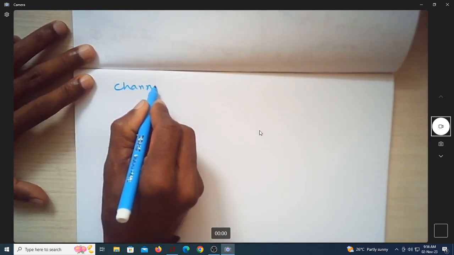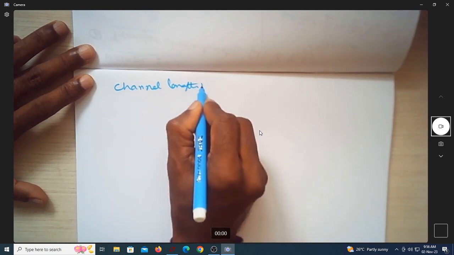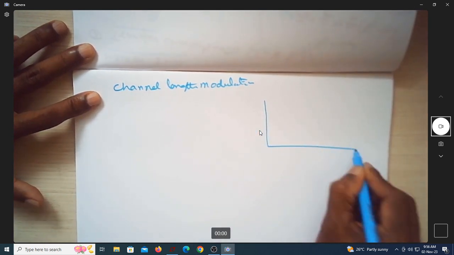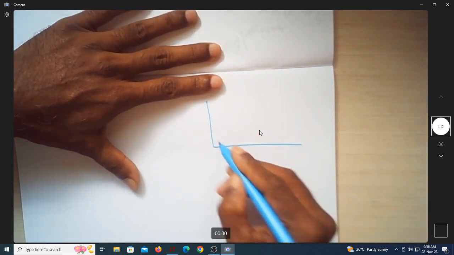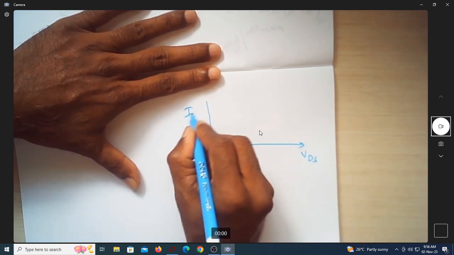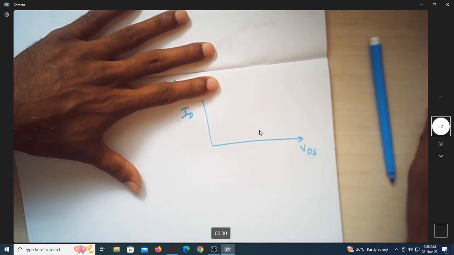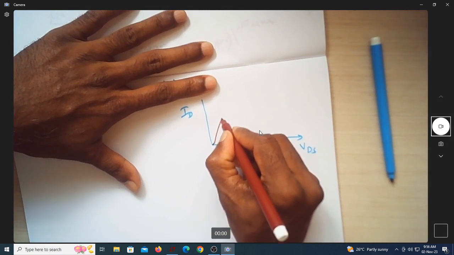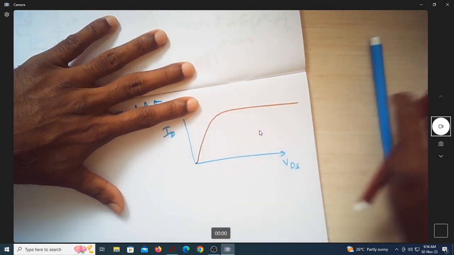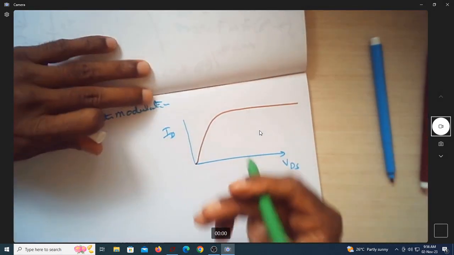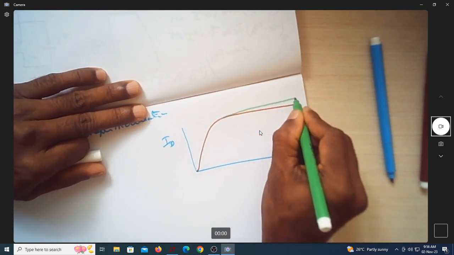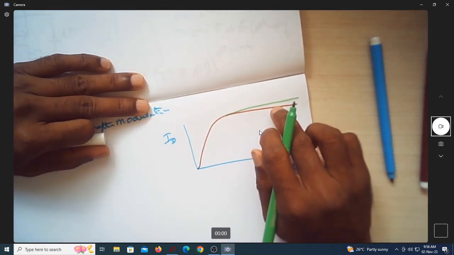So in this channel length modulation, we have the concept of effective channel length. What happens is this: the output characteristics, which is nothing but ID versus VDS for a given VGS. Ideally it was going linearly and then it was being saturated. This current was saturated after VDSAT, but actually now, because of channel length modulation, after VDSAT this current slightly increases. This is due to channel length modulation.